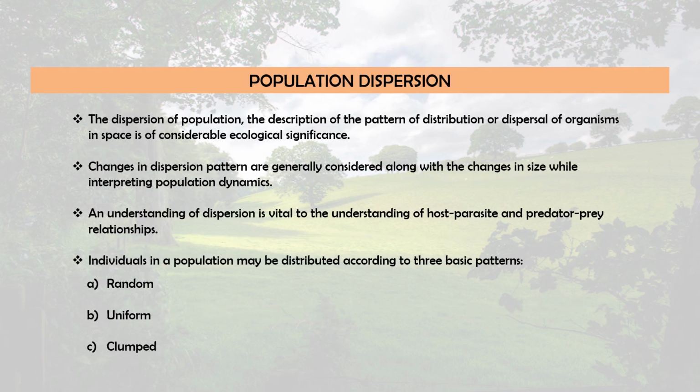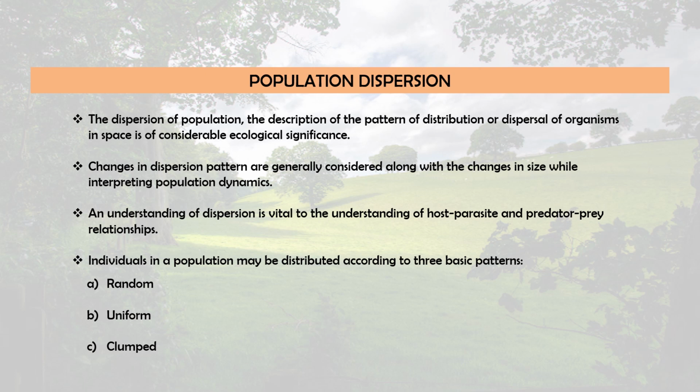Now we are going to study population dispersion, which simply means distribution within a habitat. The dispersion of a population, the description of the pattern of distribution or dispersal of organisms in space, is of considerable ecological significance. Changes in dispersion pattern are generally considered along with the changes in size while interpreting population dynamics. And understanding of dispersion is vital to understanding host-parasite and prey-predator relationships.